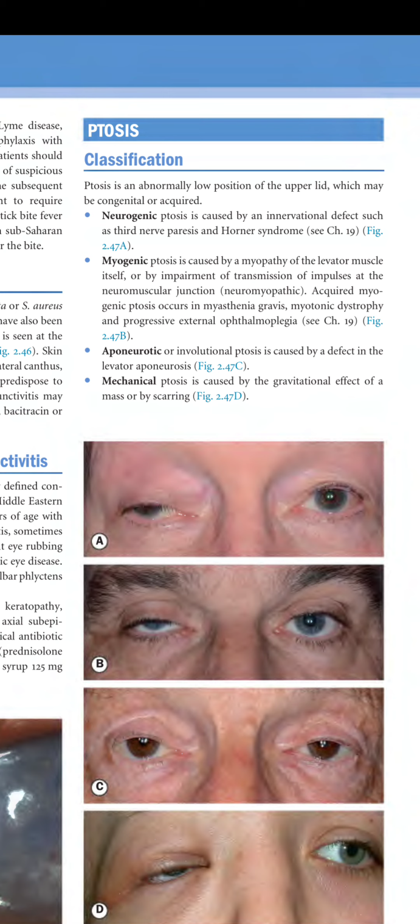So these are all the conditions that we will discuss in the neuro-ophthalmology chapter.